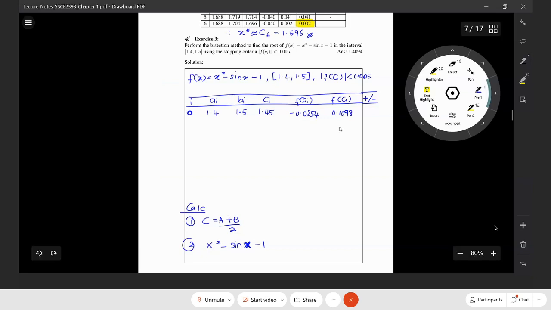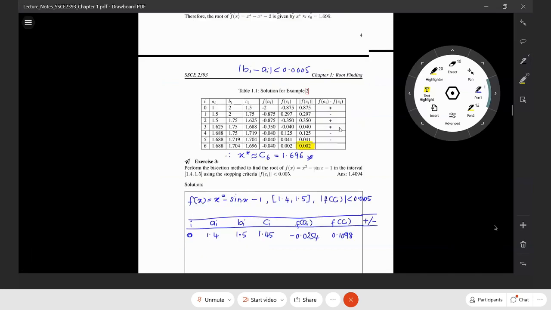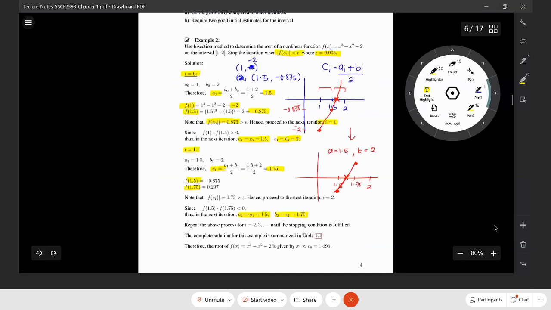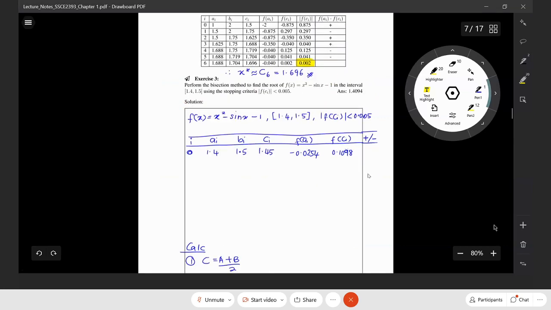But in the next iteration, we want to decide what needs to be changed. Is it A or is it B? It depends on the plotting here, or basically you refer to the algorithm. If FA times FC is negative, then B changes. If it is positive, then A changes. So this one, FA times FC is negative. So in the next iteration, I equals 1, B changes. A remains as 1.4, B needs to be changed to 1.45. So you have narrowed down your interval. But of course you need to get a new value of C.